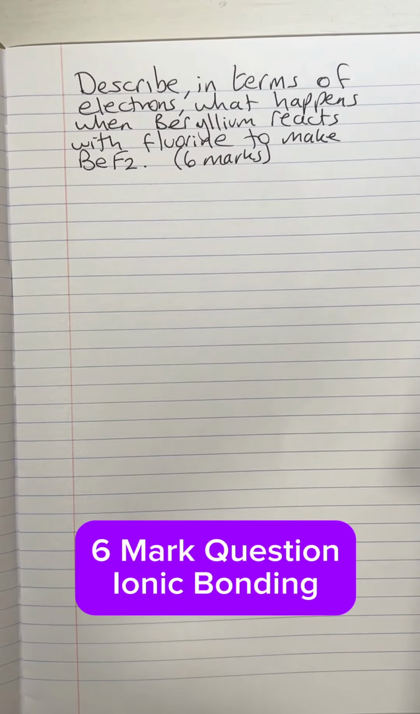This is a typical 6-mark question on ionic bonding. Describe in terms of electrons what happens when beryllium reacts with fluorine to make beryllium fluoride, which is BeF2, and that would be 6 marks.